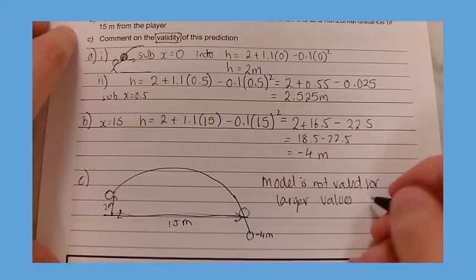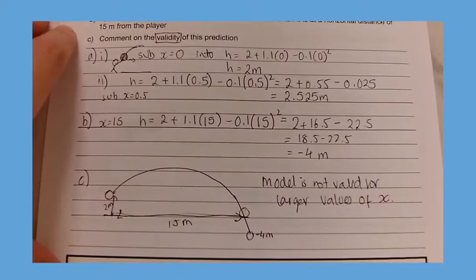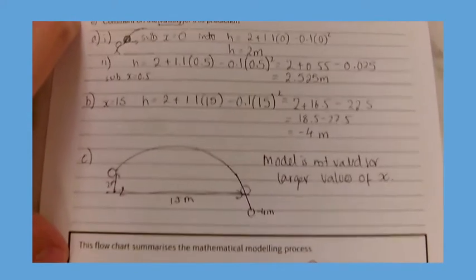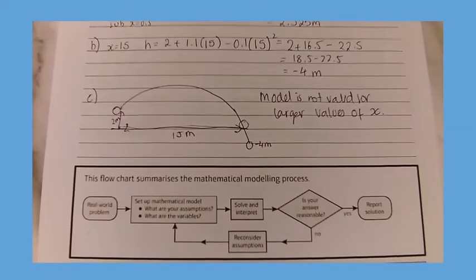So the model is not valid for larger values of x. Okay, so every model has a limitation. As mathematicians, we try to get a perfect model, but it doesn't always happen. So here, this flow chart at the bottom summarizes the process.